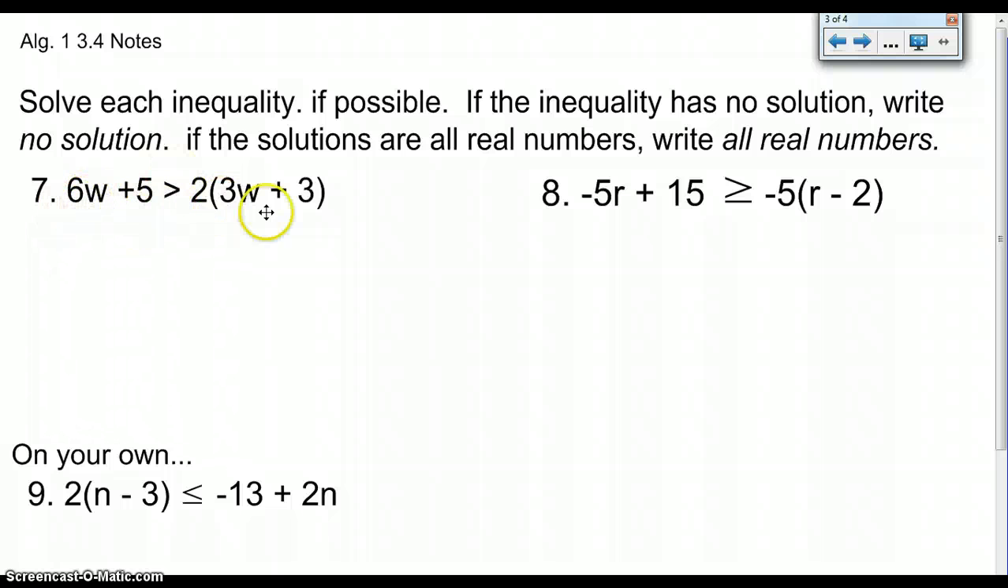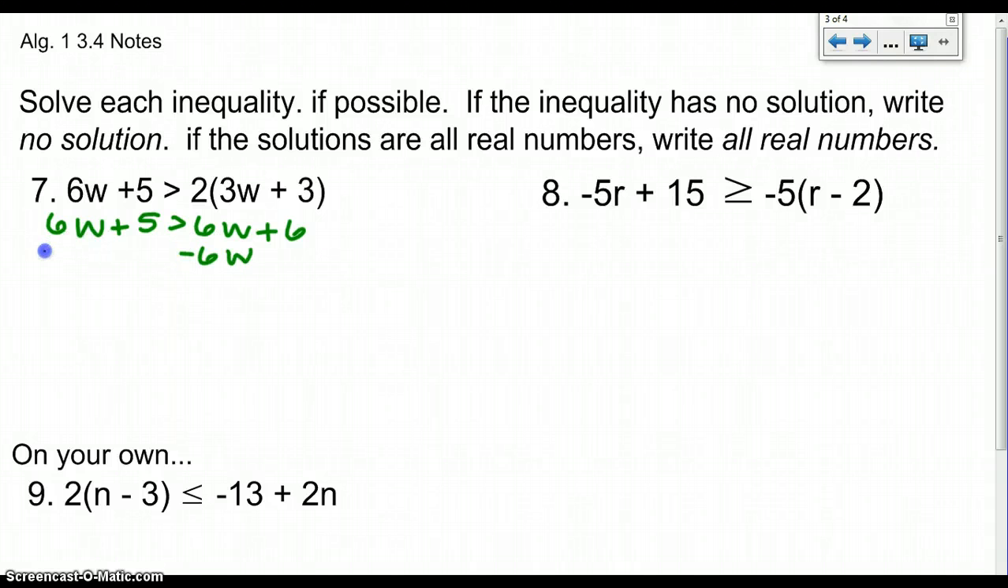So for starters, on number 7, we need to distribute this 2, so we get 6w plus 5 is greater than 6w plus 6. So then we need to get all the w's on the same side, so we subtract 6w from one of the sides, and we get 5 is greater than 6. Now ask yourself, is 5 always greater than 6? No, 5 is never greater than 6, so our answer is no solution.